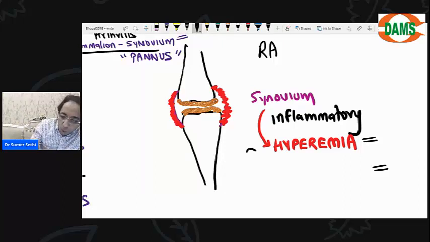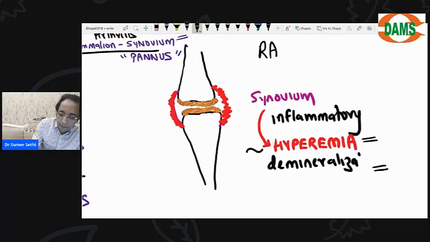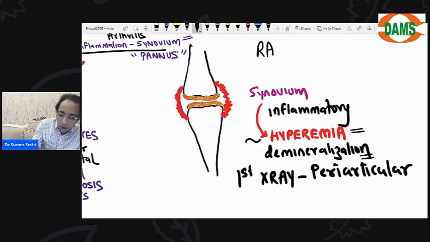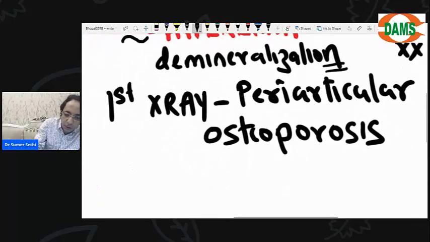Now, if you have more blood vessels because of inflammation, what will happen? There will be more demineralization. That is why the first X-ray change that happens in rheumatoid arthritis is periarticular osteoporosis, which was not seen in osteoarthritis at all. Do you understand the concept now?